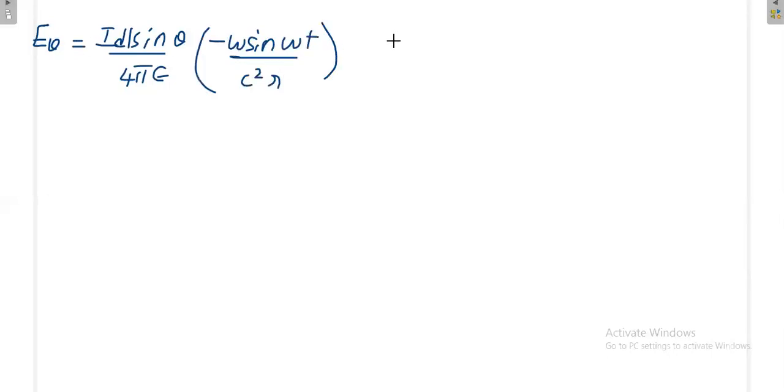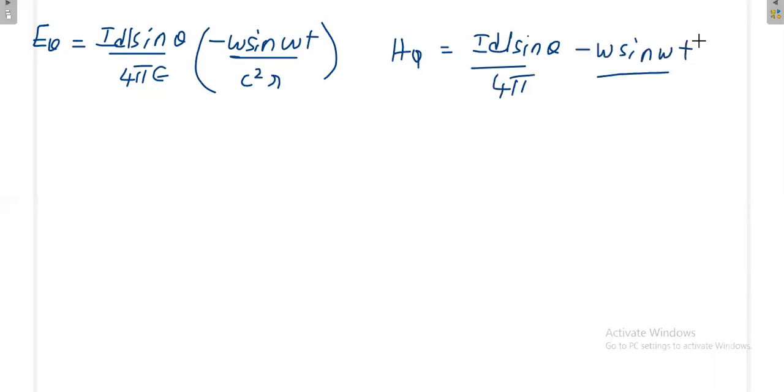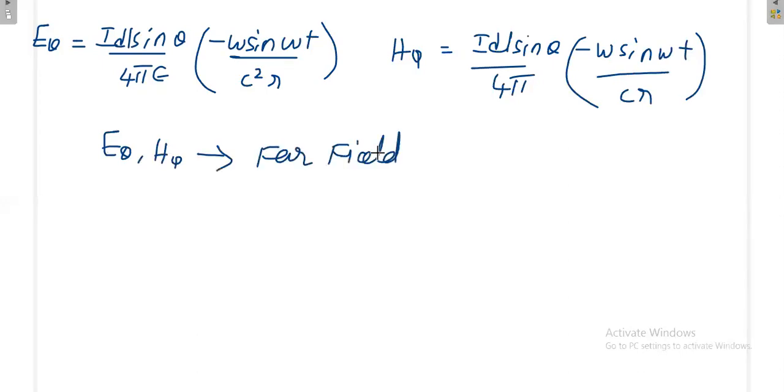Then in case of H pi, what is far field? Ideal sine theta divided by 4 pi, minus omega sine omega t divided by CR. Finally, what is surviving? Only what I have written now, E theta and H pi, far field component alone. I have neglected the near field component, because antenna analysis means far field analysis, only in far field real field is there. So I'm taking only far field component.